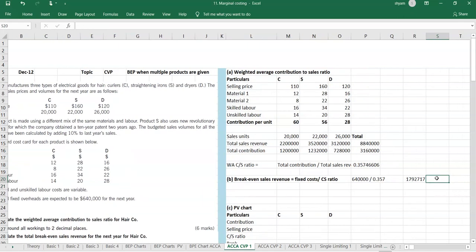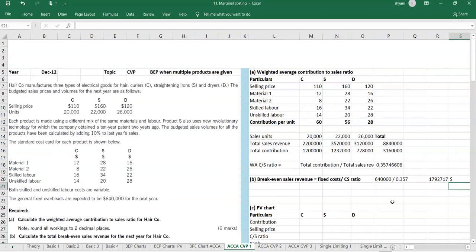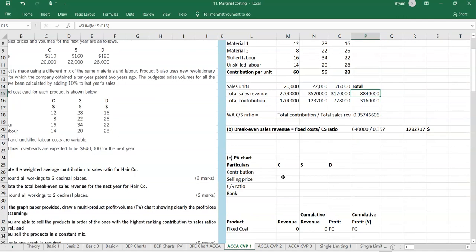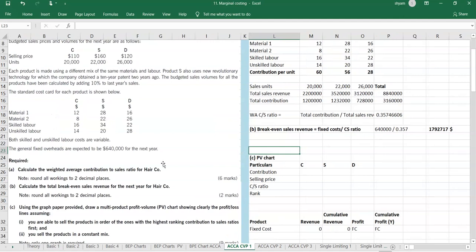So the break-even sales revenue is at this amount. At this sales amount, the company will break even. We can't tell it in units because there are three types of products. That's why we are doing it in amount. So we have done both these things.